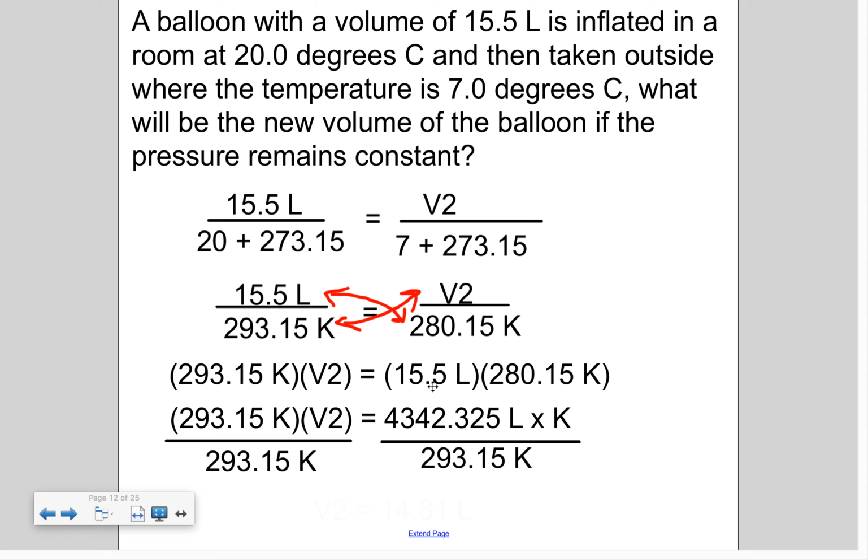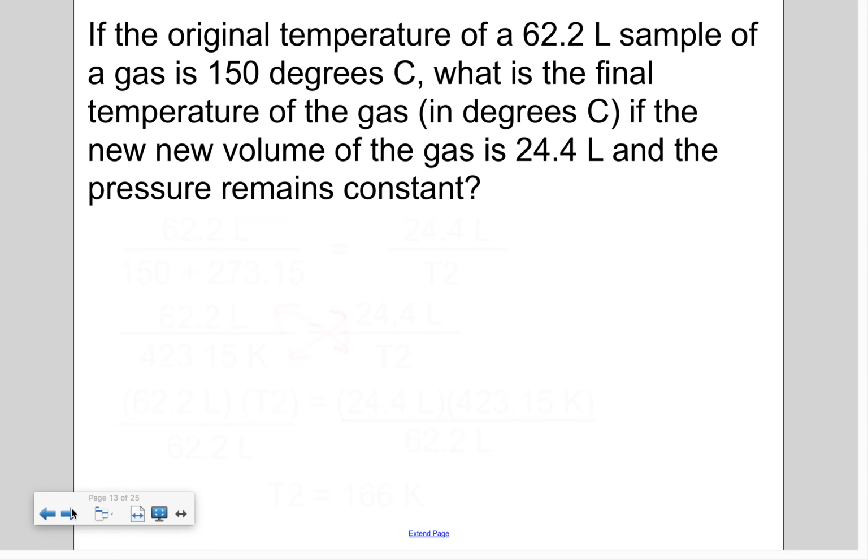Okay? So I took the product of these two and then divided by the 293.15. Your answer should be 14.81 liters. Now, if I take a look at my volume before and after, it went down. Did my temperature go down? Yep, I went from 20 to 7. So my temperature decreased, so my volume should have decreased, and it did. And again, you could check your answer by taking 15.5 divided by 20 equals 14.81 divided by 7, and they should equal the same.